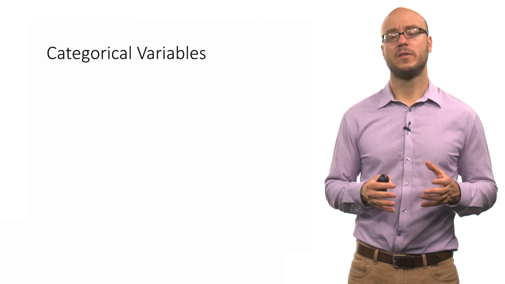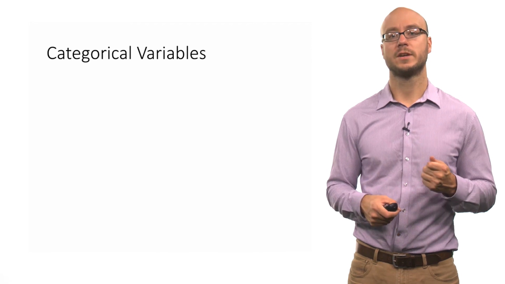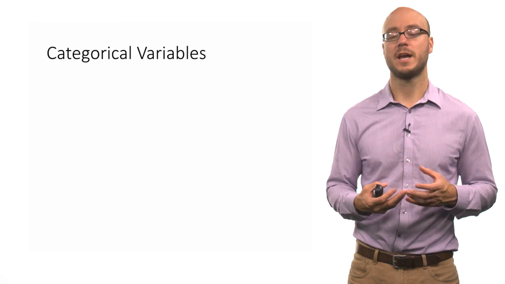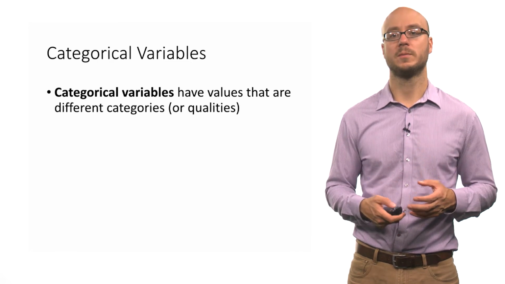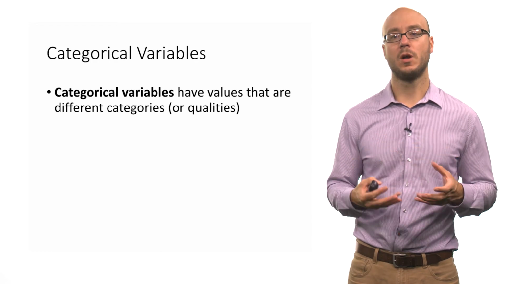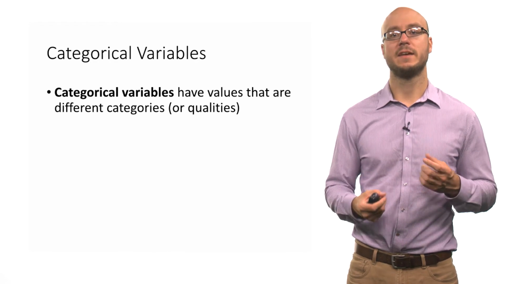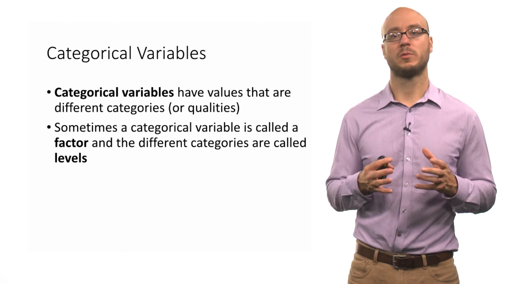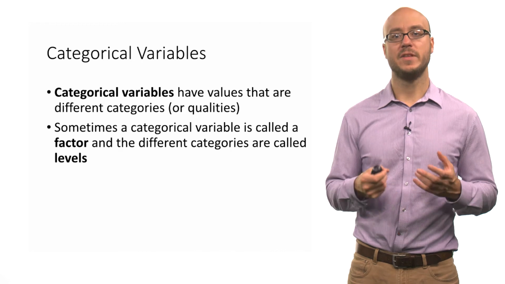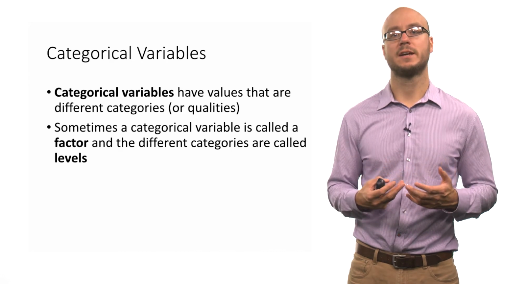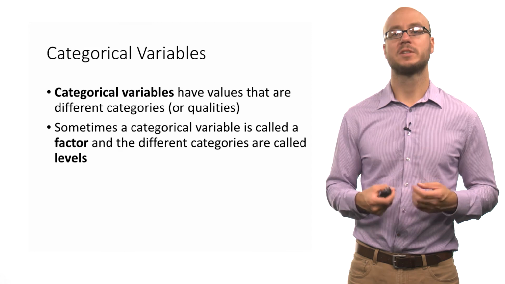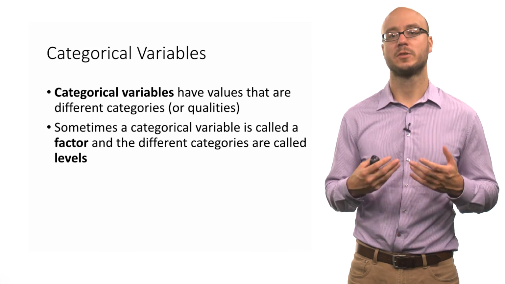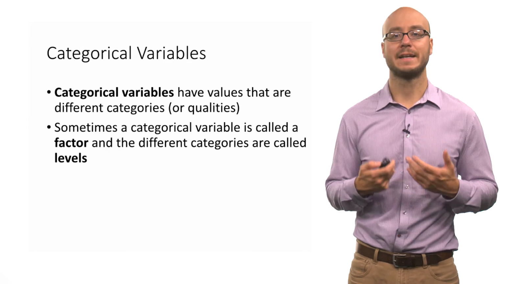Besides numerical variables and their two subtypes of continuous and discrete, it's useful to talk about the other main type of variables you will encounter, which are categorical variables. Categorical variables, sometimes called qualitative variables, take on values that have different categories or qualities. Sometimes you'll hear a categorical variable referred to as a factor, and the different categories or qualities that a categorical variable can take on are sometimes called levels. It means the same thing. If somebody talks about a factor with different levels, they're talking about a categorical variable with different categories.